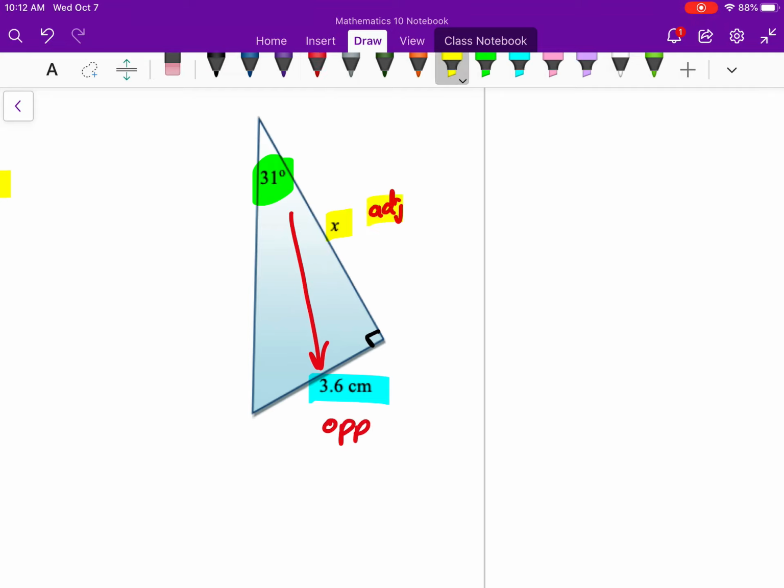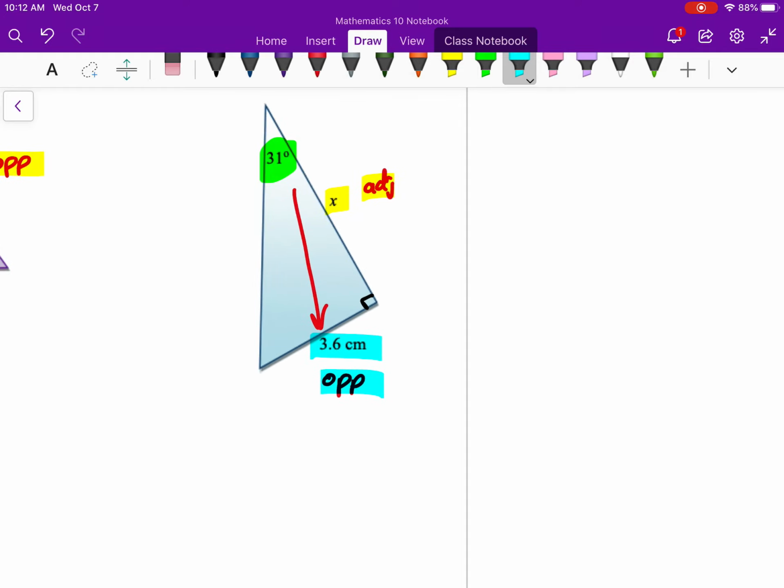All right, so what ratio am I going to use that involves adjacent and opposite? That has to be tangent. And so now I know I'm going to use a tangent ratio.